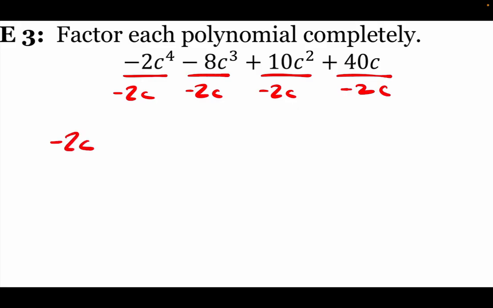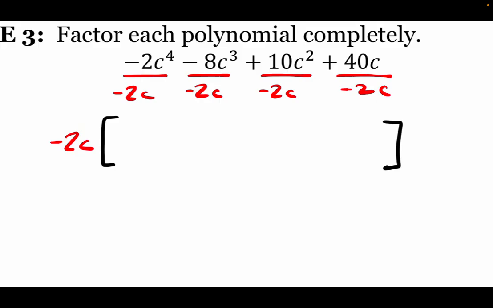Negative 2c. And then I'm going to use, not parentheses, I'm going to use brackets for this guy. Brackets are just bigger parentheses. They're the same thing as parentheses. But I'm going to have parentheses on the inside, so that's why I use brackets. Okay, so now division. Negative 2 divided by negative 2 makes 1.